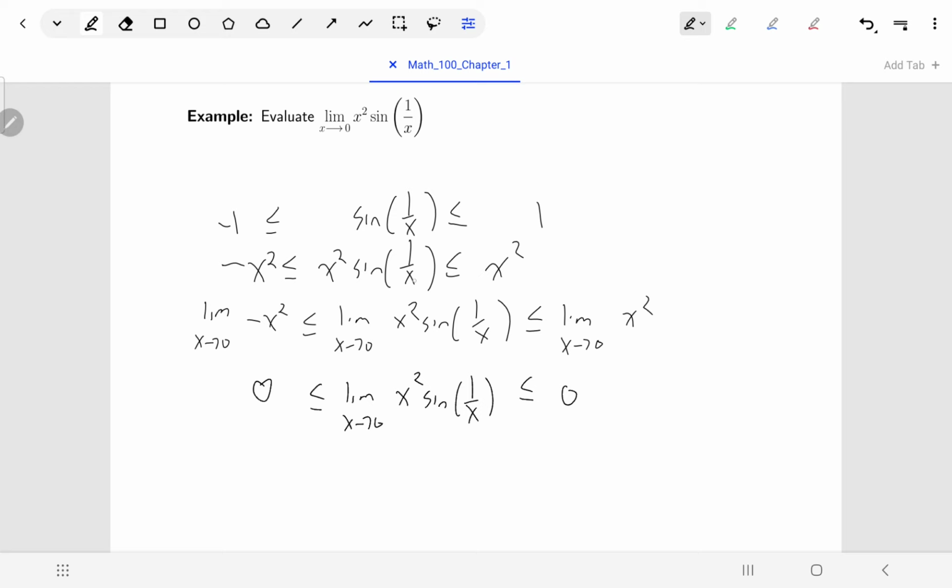So this function, x squared sine of 1 over x, it's defined everywhere except for 0. And it's always between x squared and negative x squared. And as we approach 0, the limit for both the upper bound and the lower bound are both approaching 0. So therefore, the thing that's in the middle, the limit that I was actually interested in, that limit must approach 0.